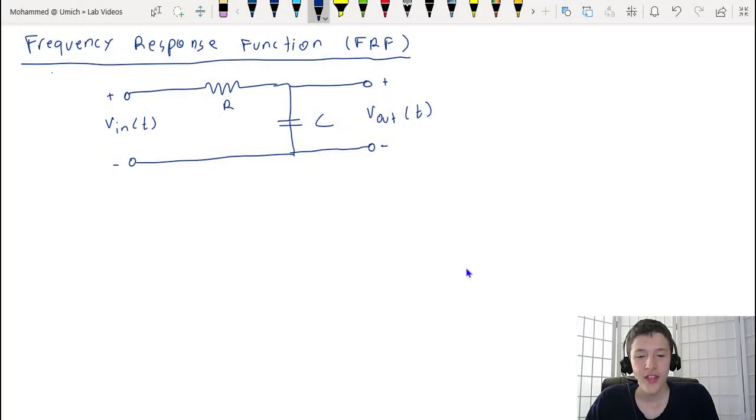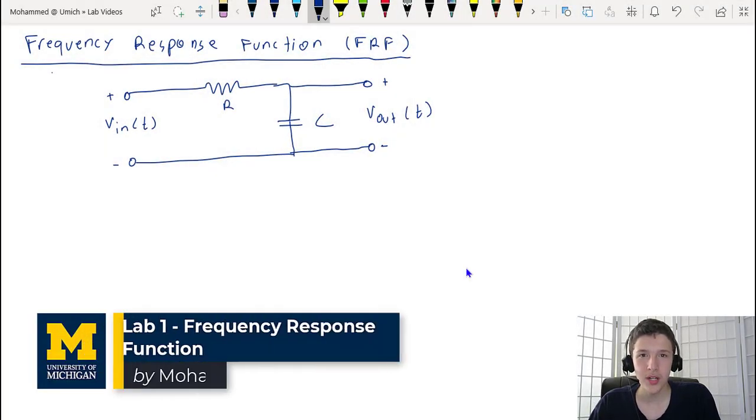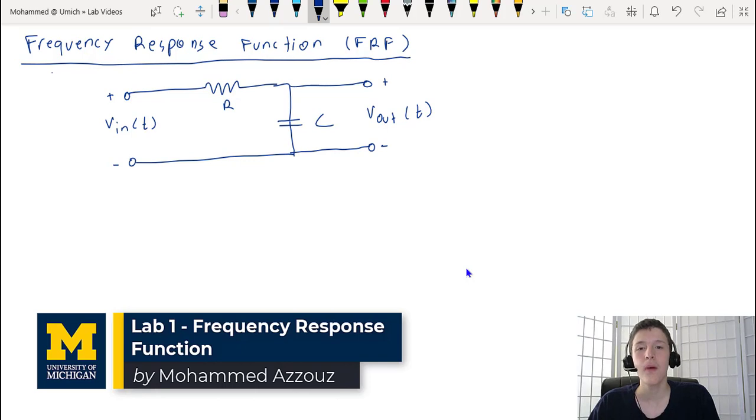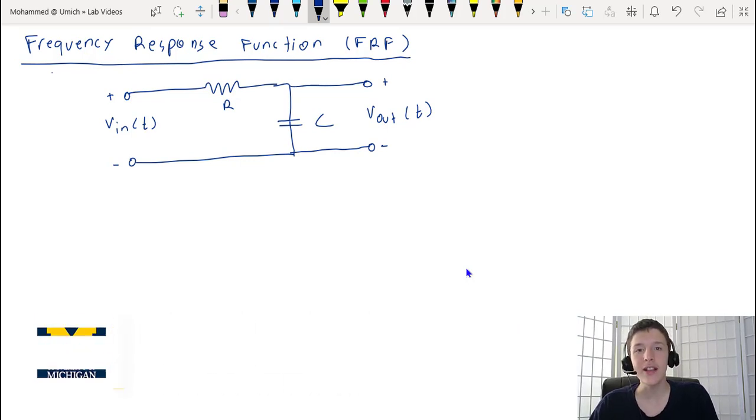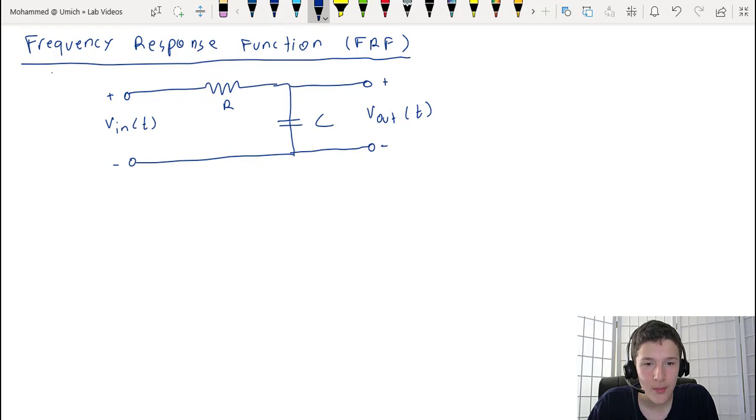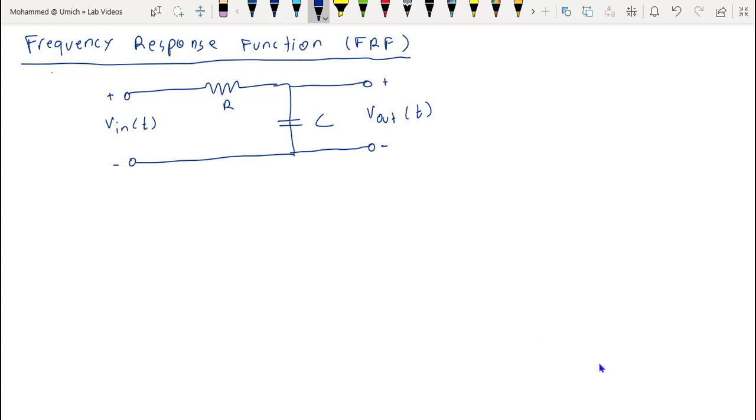Hi. The last thing I want to talk about before we start building the circuit is the frequency response function of an LTI system. So what happens when I apply an AC sinusoidal voltage to the input of the RC circuit? Now before we do that, let me quickly swap my camera out so we can focus on the content.